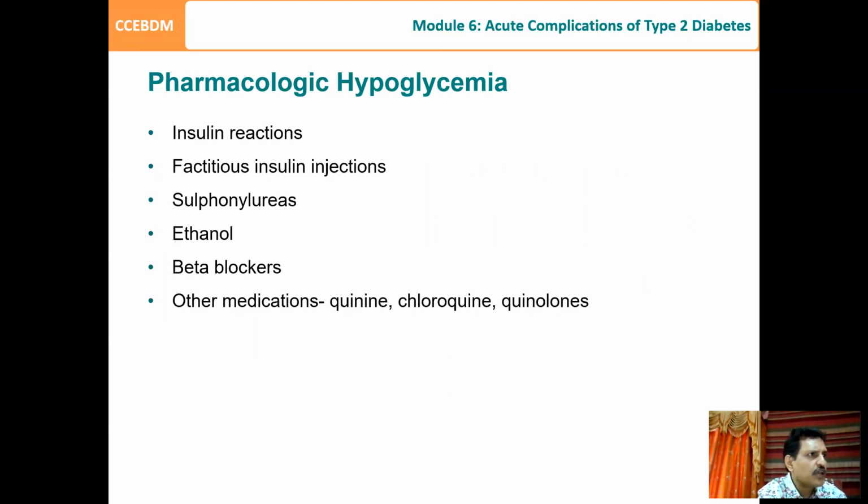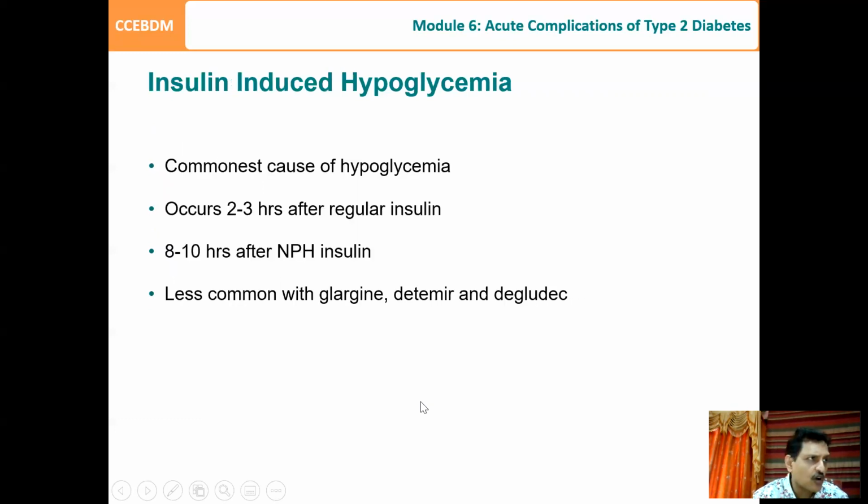Now coming to the pharmacology of hypoglycemia, the insulin reaction, there may be factitious insulin injection, there may be sulfonylurea, ethanol, beta blocker, or some other medication like quinine, chloroquine. So they can actually precipitate hypoglycemia. So we have to remember whether the patient is receiving any of these kinds of drugs or not.